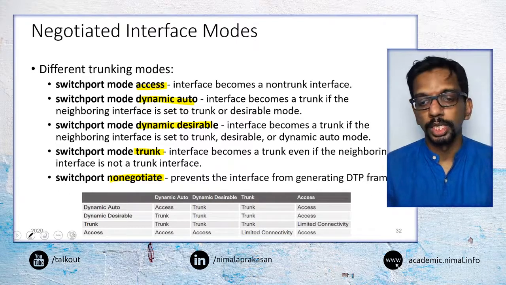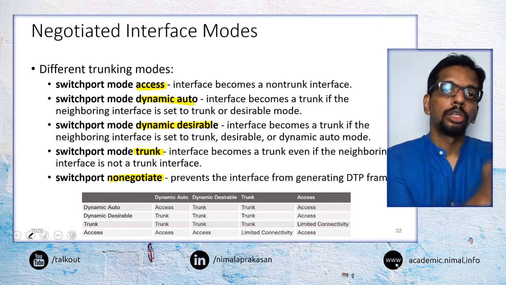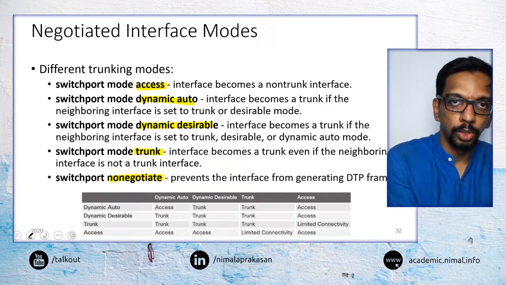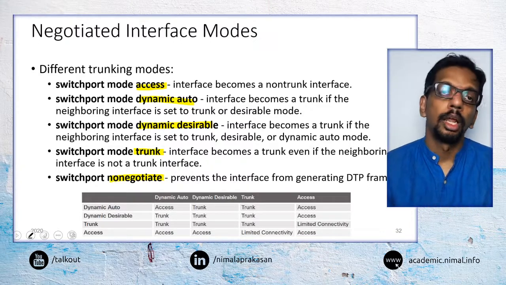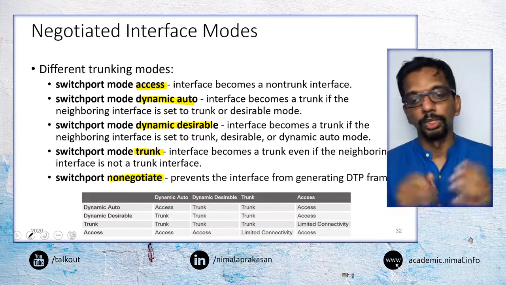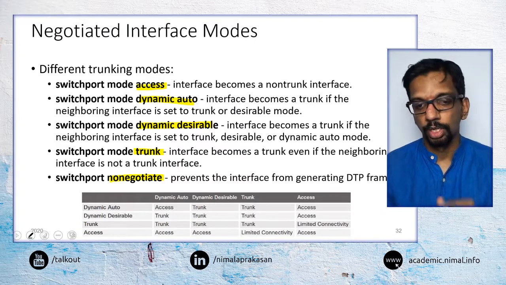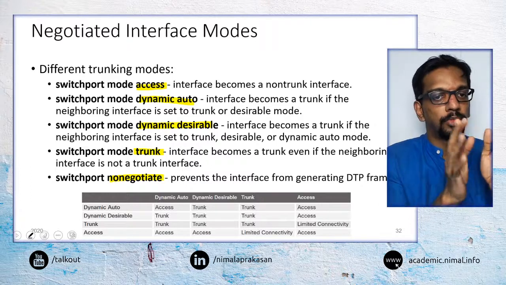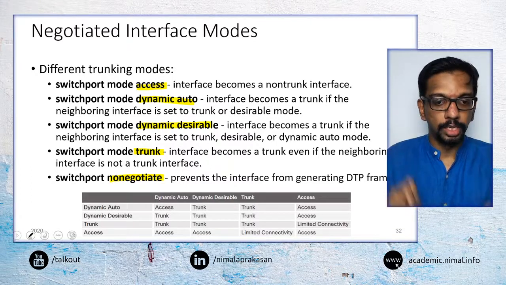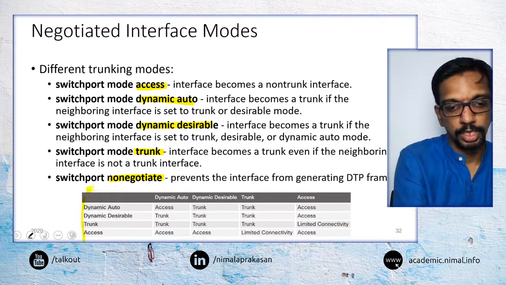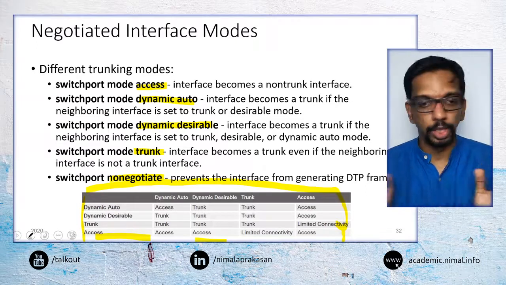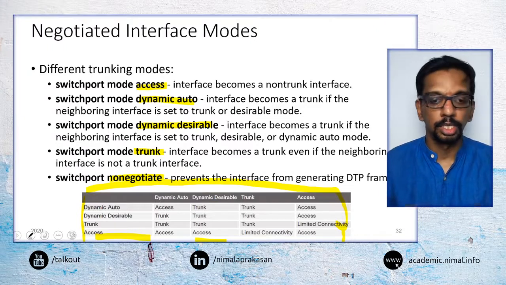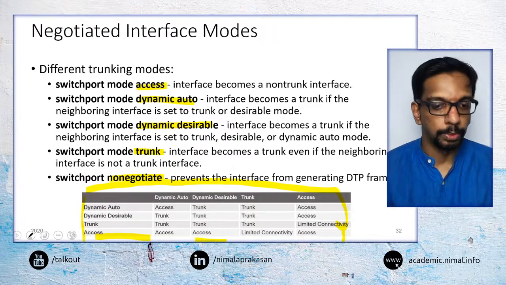Then nonegotiate is about not using DTP. If we set nonegotiate, then they are not going to engage in DTP. They are not going to generate any DTP frames. So those are some of the modes and how both ends interact. As you can see in this table, depending on the modes that we associate with each of the interfaces, we may achieve different types of links.